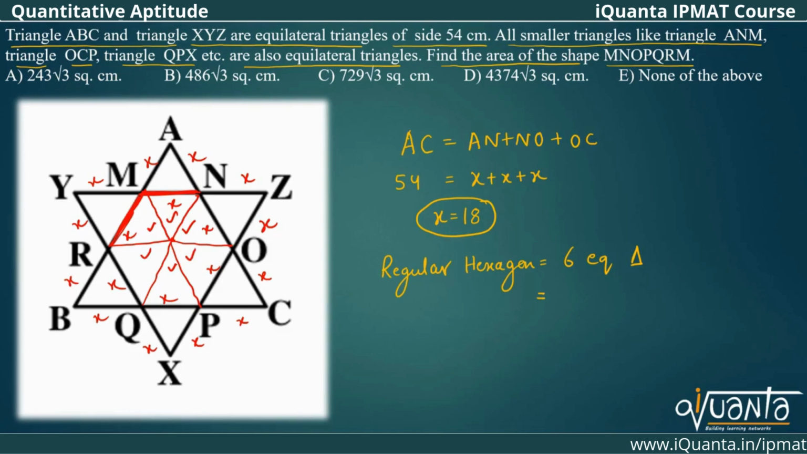So area of this regular hexagon will be equal to 6 times the area of an equilateral triangle, which is root 3 by 4 into side square. Side is nothing but X, and X is equal to 18, so 18 square. So this will be equal to 3 by 2 into root 3 into 324. So when you solve this further, you will get 486 root 3 square centimeters, which is option B over here. So option B will be the correct answer.